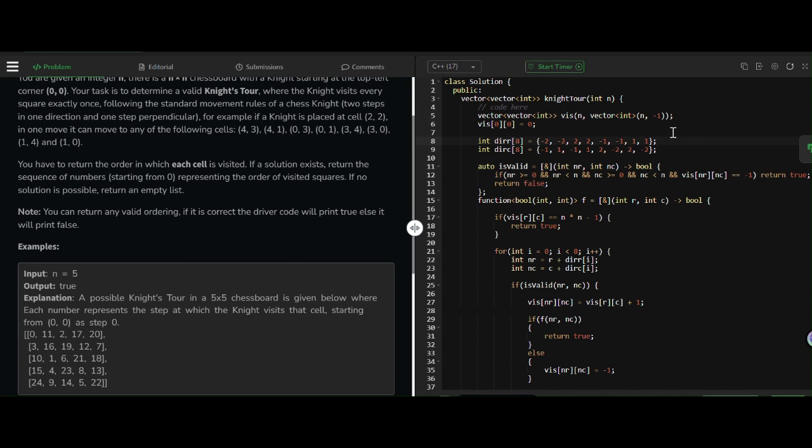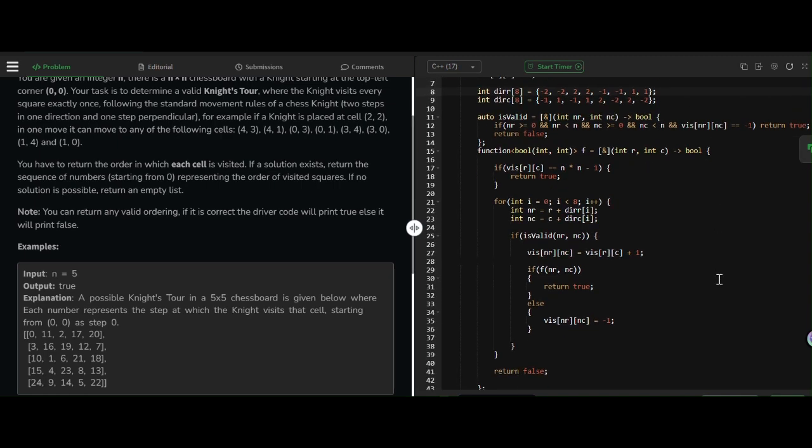Now I have to use a board, that is the visited board. If I made a move to that particular cell, that means I'm coming from the previous cell. So this will be the move number plus 1, that was the move number of the previous cell I was coming from.